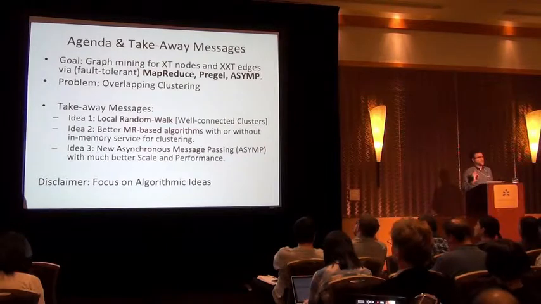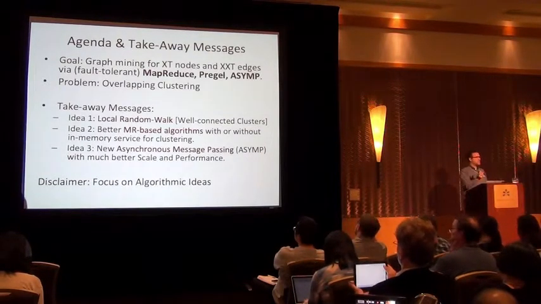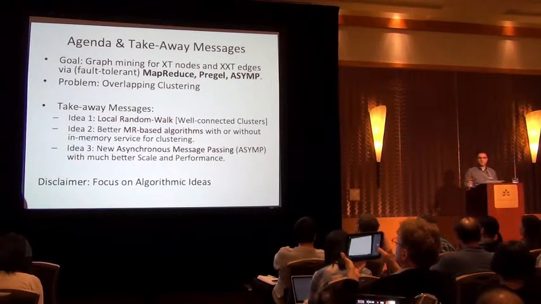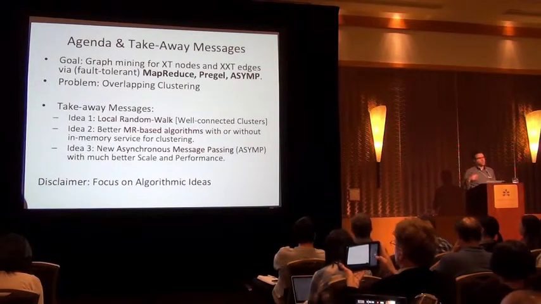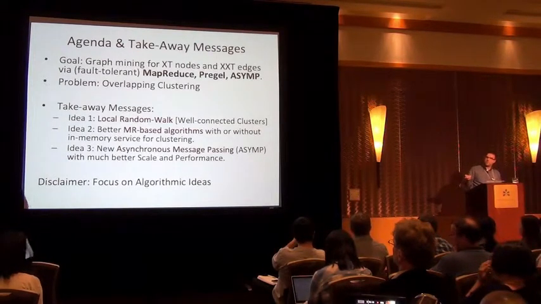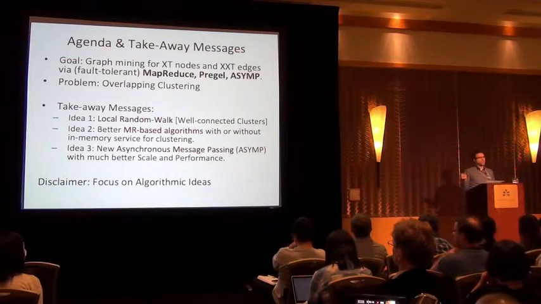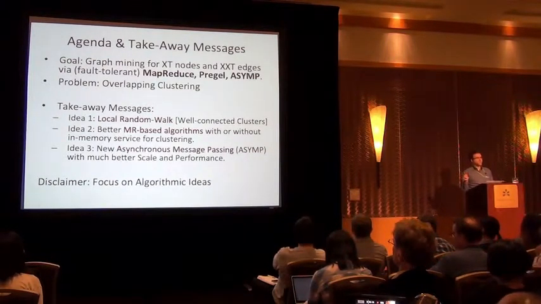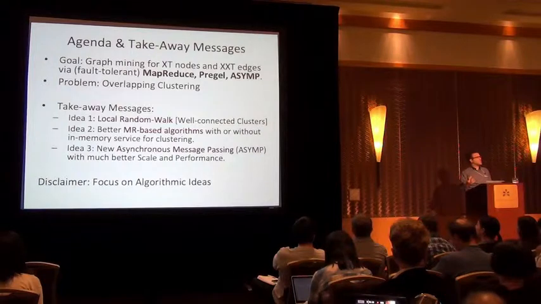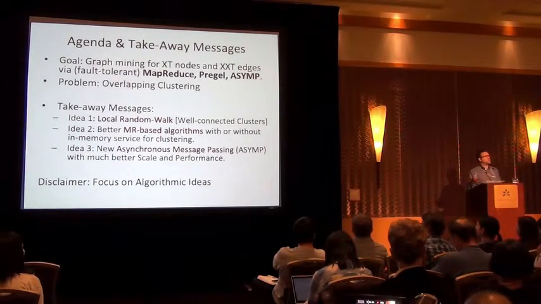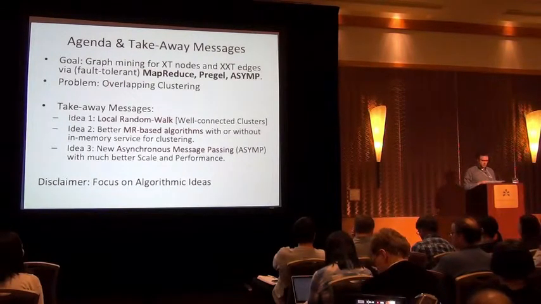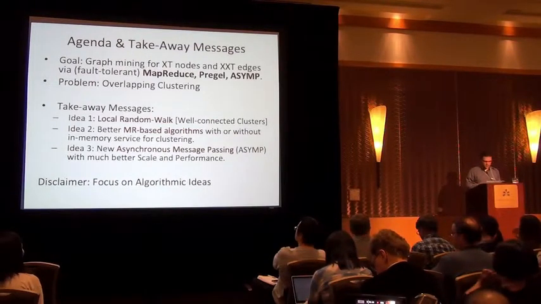I'll try to focus on algorithmic ideas instead of reporting running times and so on, which is maybe not fair to compare with the existing work outside. I'll try to report some relative running time, but I want to deliver different algorithmic ideas. For example, I want to talk about local random walk-based algorithms to compute well-connected clusters, some ideas about better MapReduce-based algorithms with the use of an in-memory service, and an asynchronous message passing graph mining framework that we have been working with for the last couple of years.